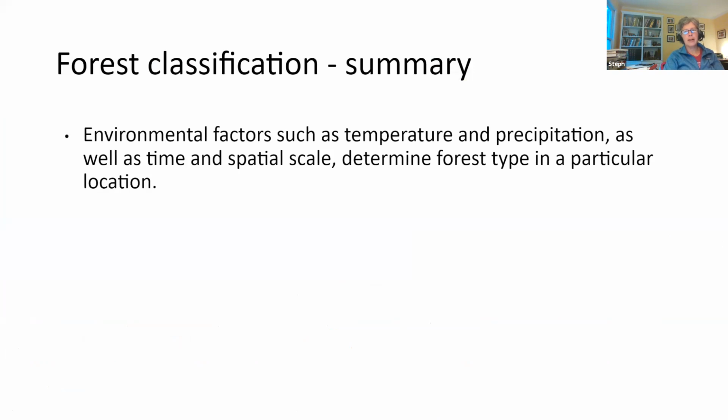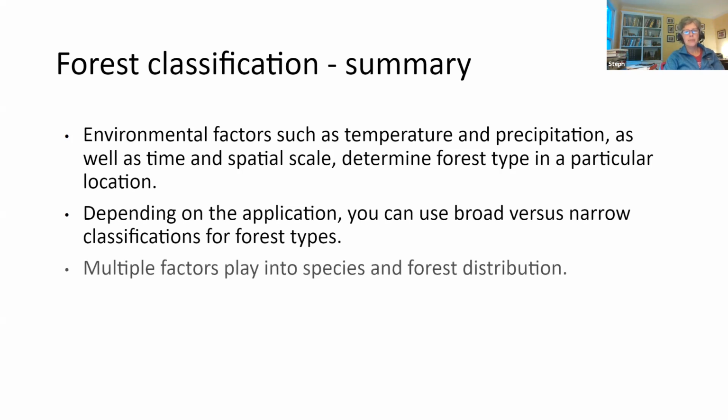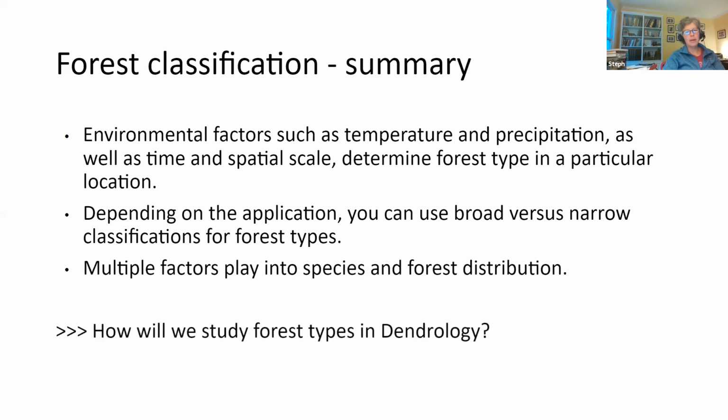So in summary, environmental factors like temperature and precipitation, as well as time and scale, determine what type of forest you're going to find in a particular location. And depending on the application, you might choose a very broad forest type, or you might want to recognize subtle differences. Lots of factors play into species and forest distribution, so it's a complicated kind of science. And now we're going to move on to talk about how we study forest types in dendrology.